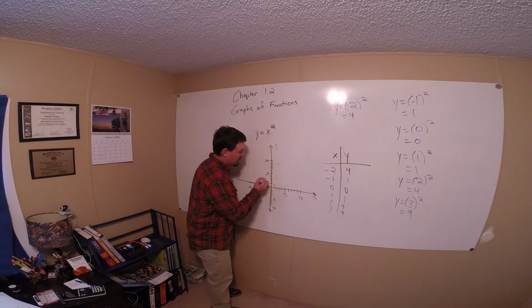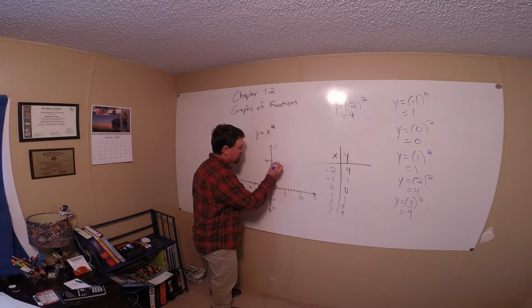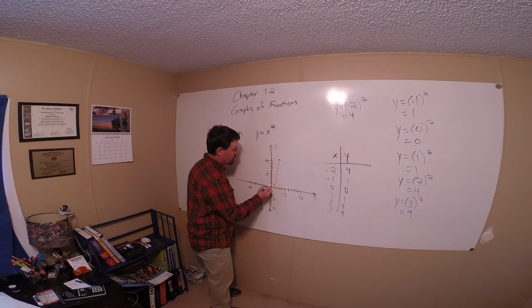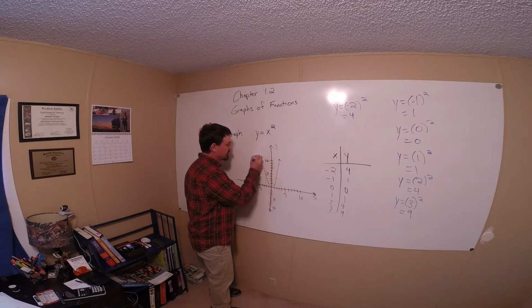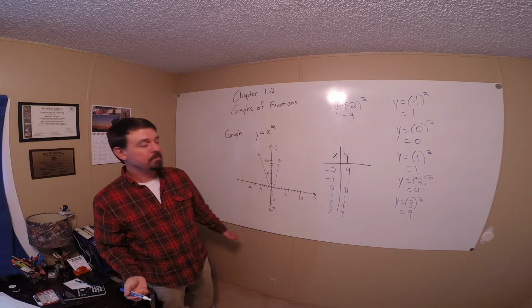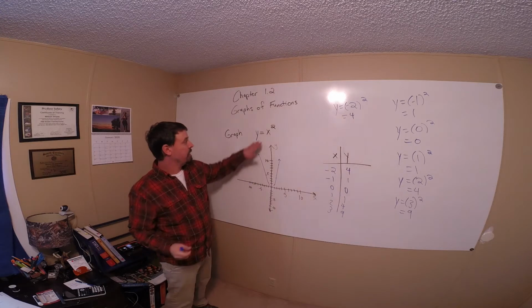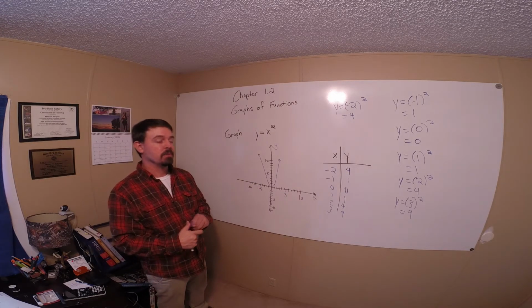Now if I connect these dots and create my graph with them, it should look something like that. This is the complete graph of y equals x squared.